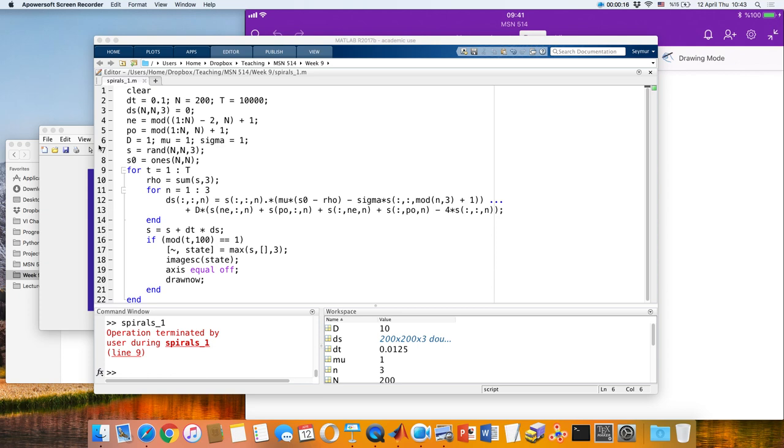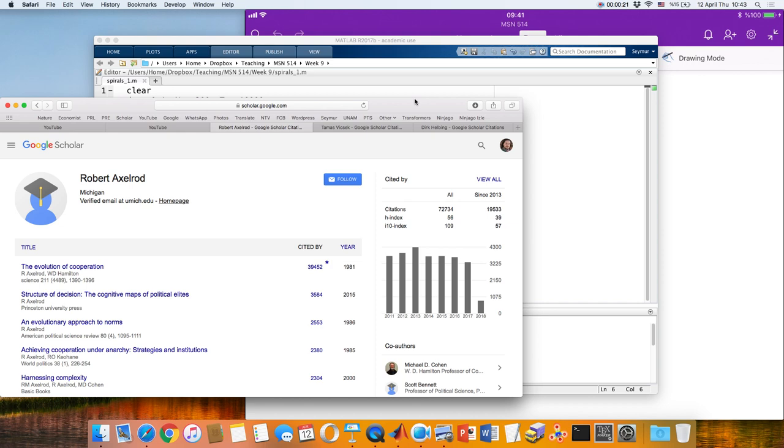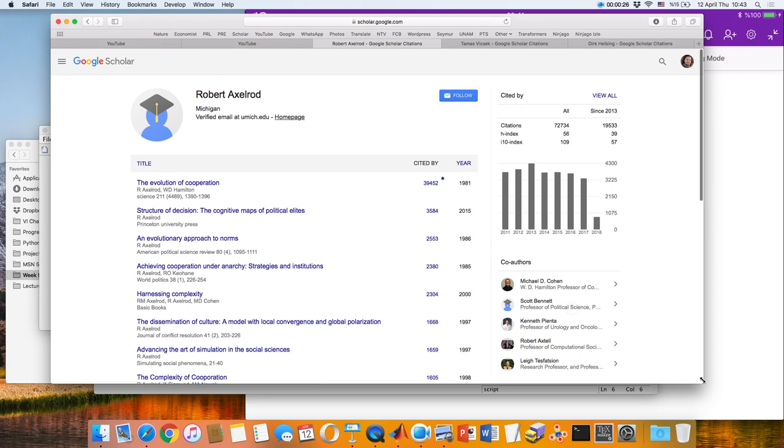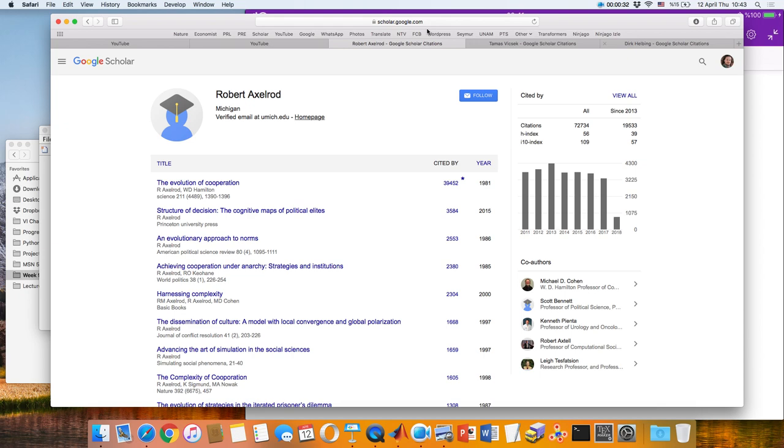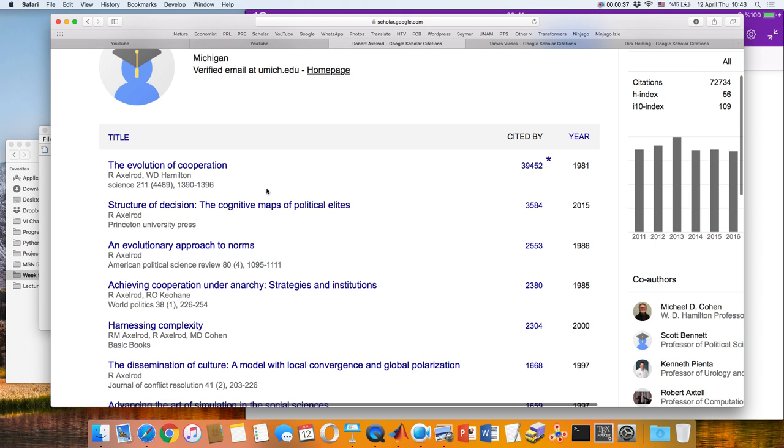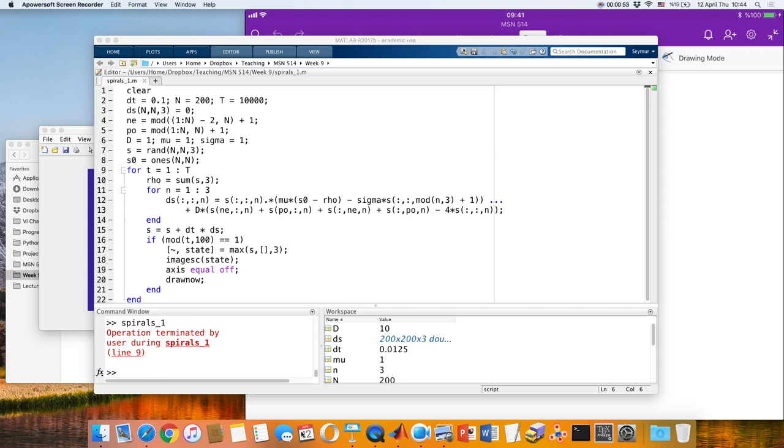So I want to start with Robert Axelrod's papers. He's a political scientist, and actually, you might call him also a complexity scientist. I want to start reading this paper together, if it's okay with you. So, how cooperation emerges. Okay, let's go to the paper.